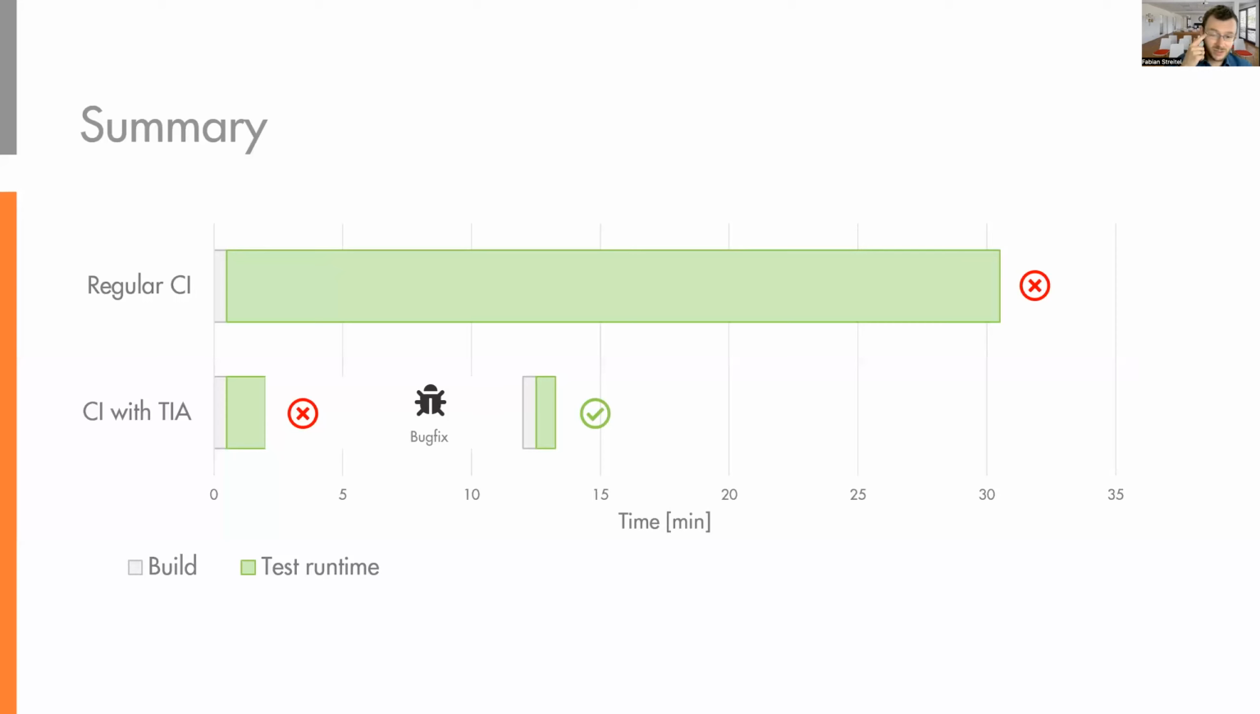run in less than 5 minutes, and that surfaced a bug that we also fixed in that time, and then with less than 15 minutes, we were done with the whole feature. So that was a good speed up there. And this is what we want to achieve with test impact analysis.